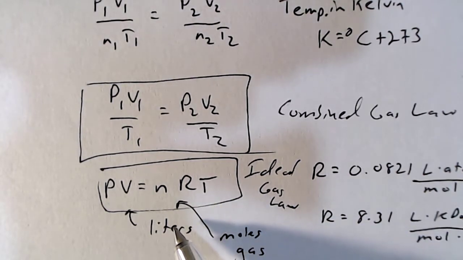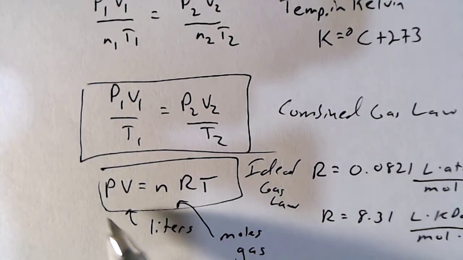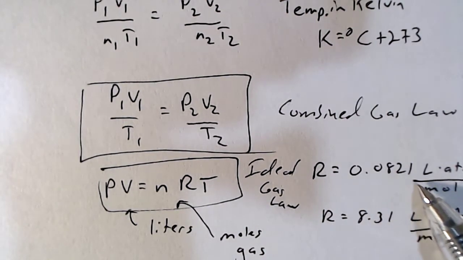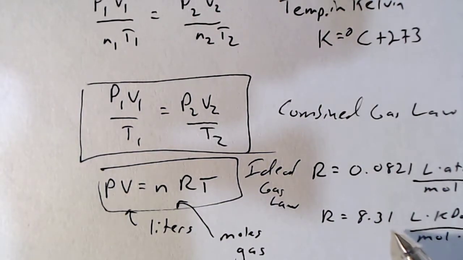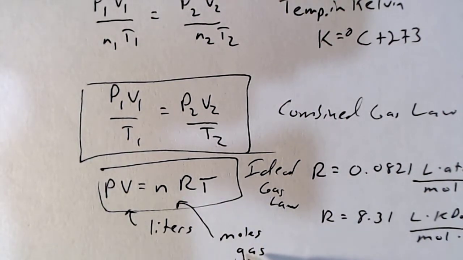When you are plugging in here, you'll need R. That is a constant. If your pressure is in atmospheres, then you'll want to use 0.0821 liters times atmospheres over moles Kelvin for your R value. But if your pressure is in kilopascals, then plug in 8.31 liters times kilopascals over moles Kelvin. And then of course N is moles of gas.